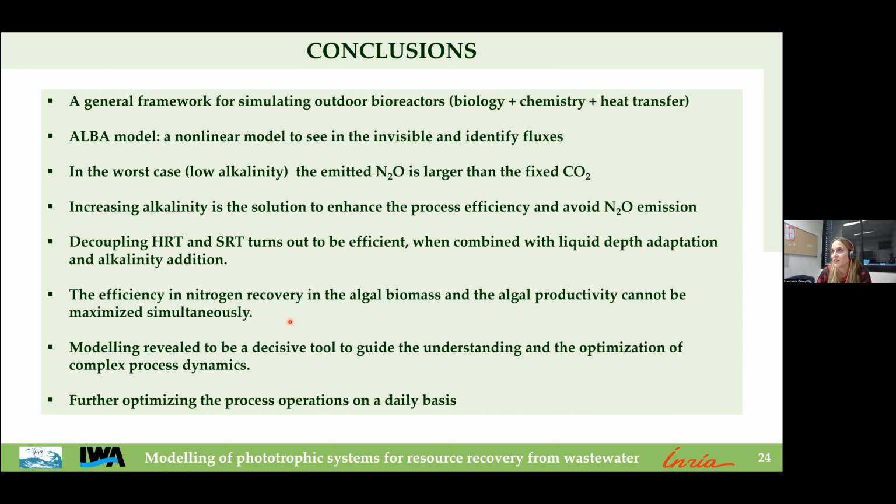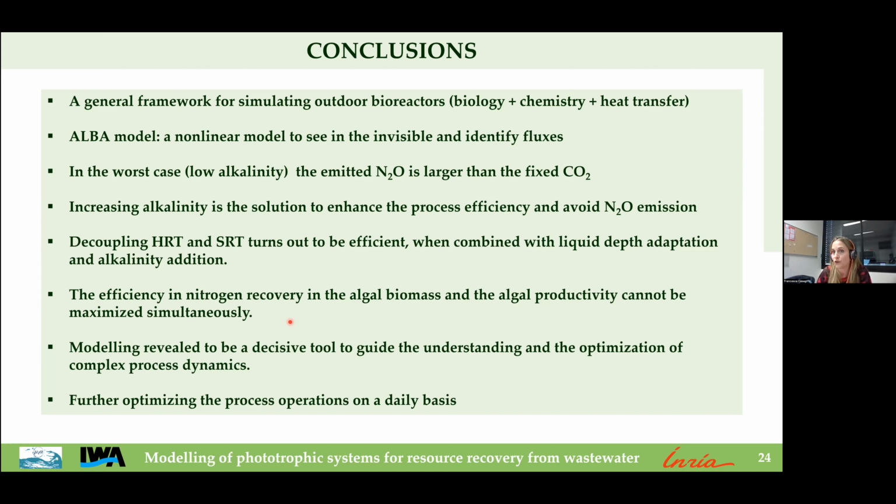Then we saw that decoupling the dry retention time and solid retention time turns out to be very efficient, but just when combined with liquid depth adaptation and also alkalinity addition for avoiding nitrous oxide emissions. And we also saw that we cannot simultaneously maximize the nitrogen recovery in the algal biomass and the algal productivity. So if these two objectives are the goal of your system, we have to find a trade-off between them.